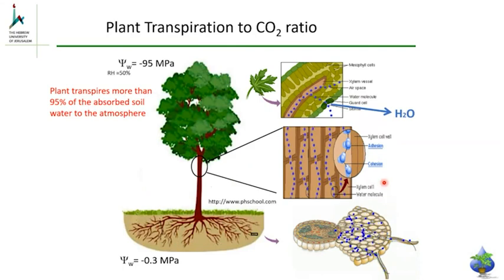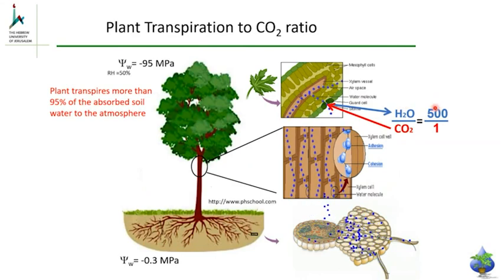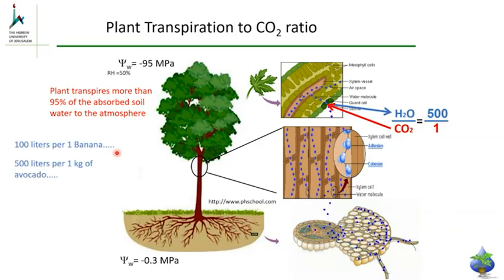And when we look at the reason for that, the reason is the ratio of water to CO2, which means during transpiration, crop plants lose on average 500 molecules of water in order to fixate 1 molecule of CO2. If you look at the whole plant number, to produce 1 banana in Israel, the farmer needs to irrigate the plant about 100 liters per banana. If we talk about avocado, 1 kilo of avocado is about 500 liters of water being irrigated to the plant. 1 kilo of avocado is like 3 to 4 avocados.